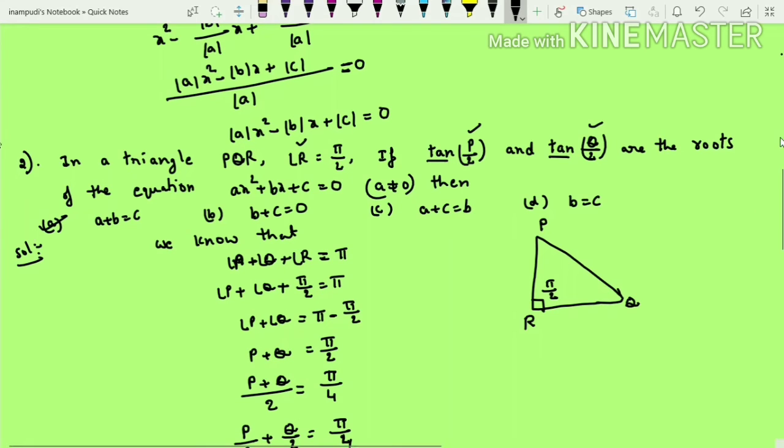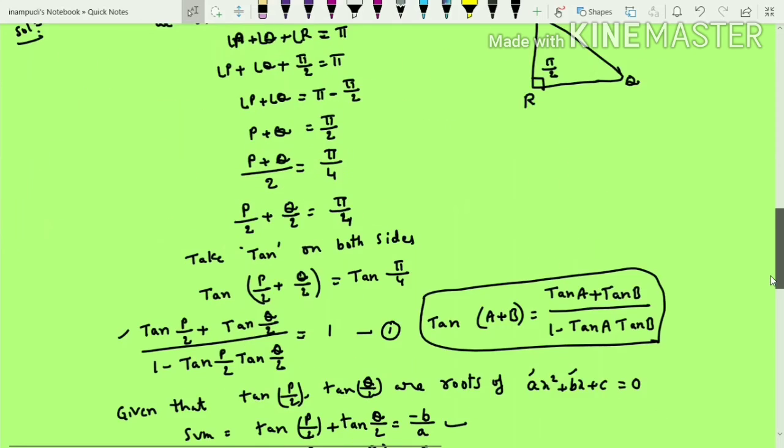Another question also we can discuss. This is the second question.